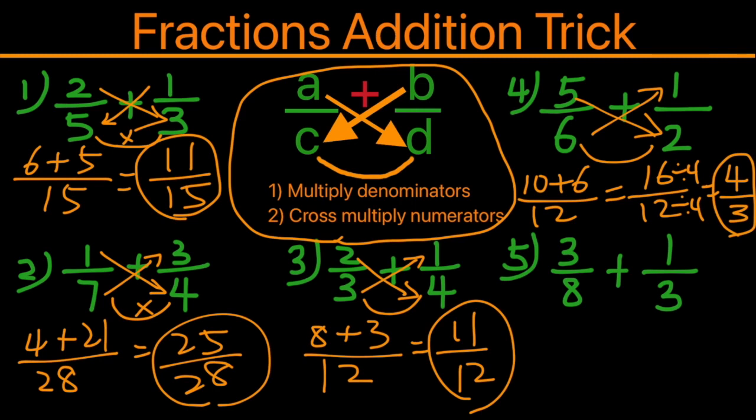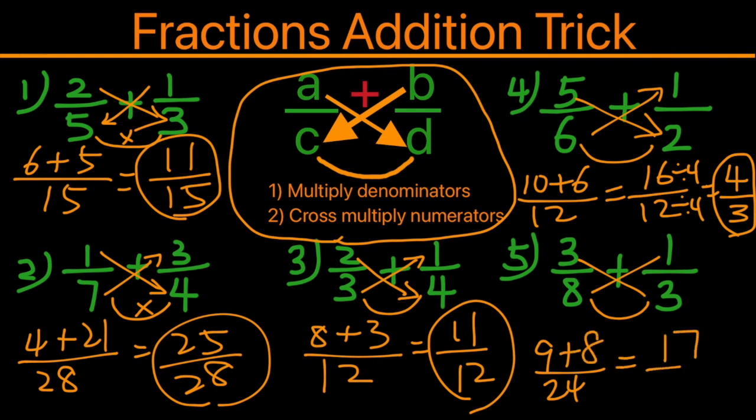Now for example 5, 8 times 3, 24. 3 times 3 is 9. 8 times 1 is 8. So we have 17/24. So these are 5 examples of how you would add fractions using the shortcut trick. It bypasses finding the least common multiples, and you can find the answer faster, but may need simplification afterwards.